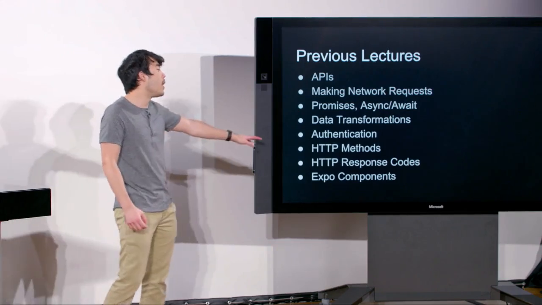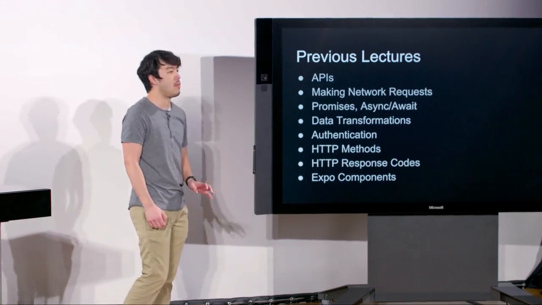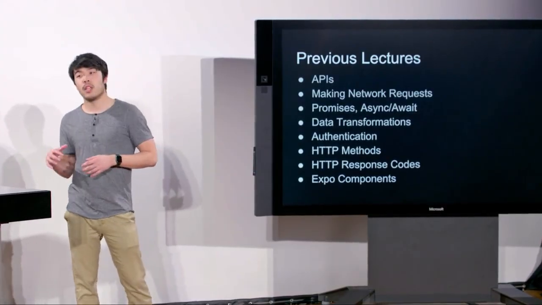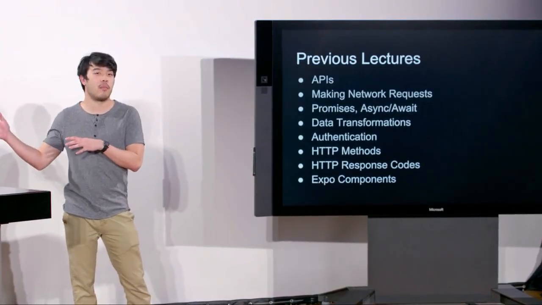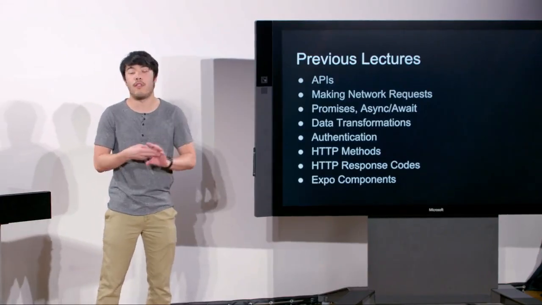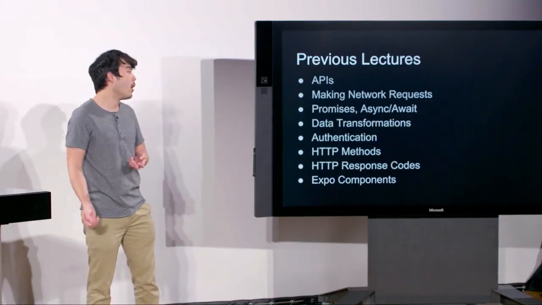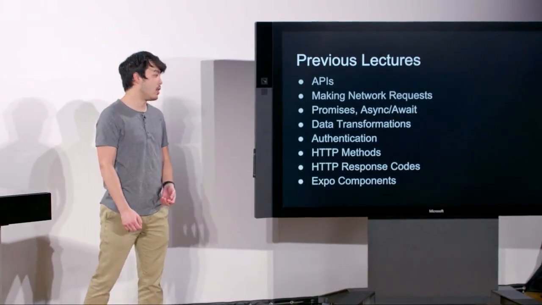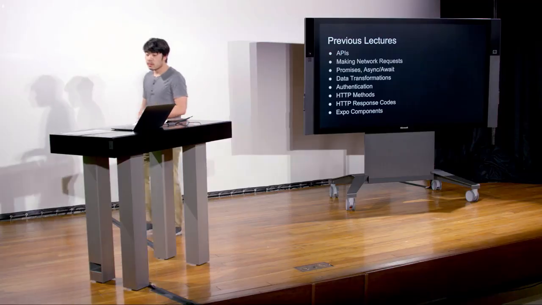We talked about some HTTP methods and response codes, which are basically a specification that lets you take a response from a network request and know exactly if the request succeeded or if it failed, and if it failed, then why did it fail. And then lastly, last week, we had Charlie Cheever as our guest to talk about Expo components.